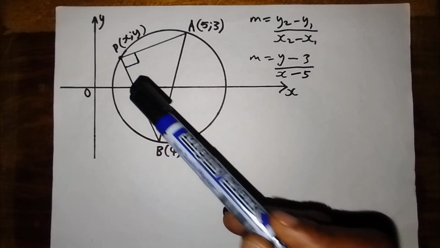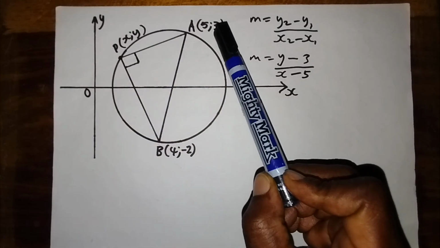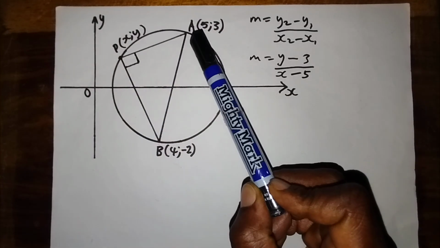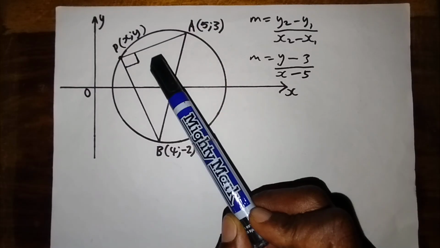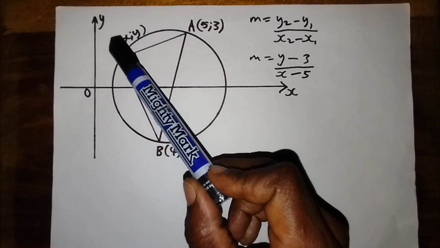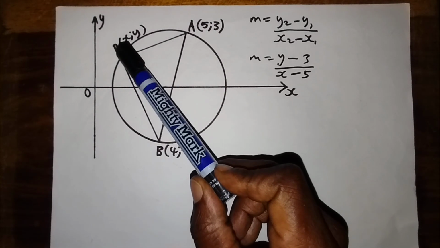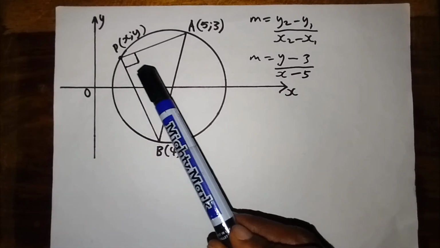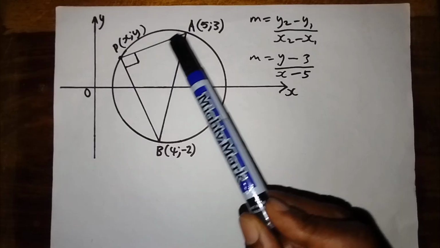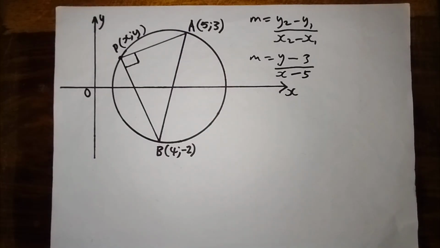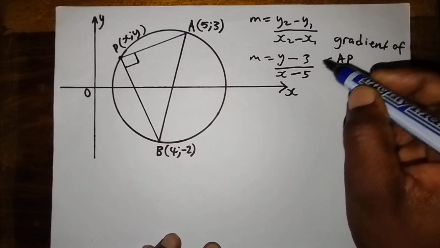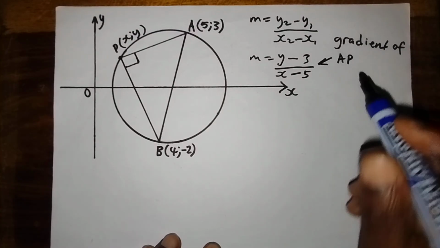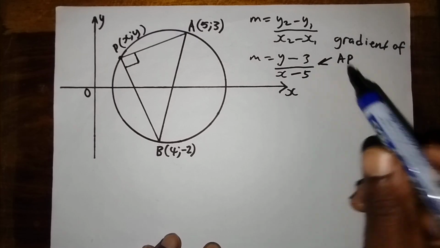So the only thing is that you must be consistent. If you take y2 from A, you must also take x2 at A. And remember, here we will be using these ones as x1 and y1. But if you choose that your x2 and y2 will come from this point, then these ones will be the x1 and y1. Okay, so this is the gradient of AP. It doesn't simplify any further, so we leave it like this.